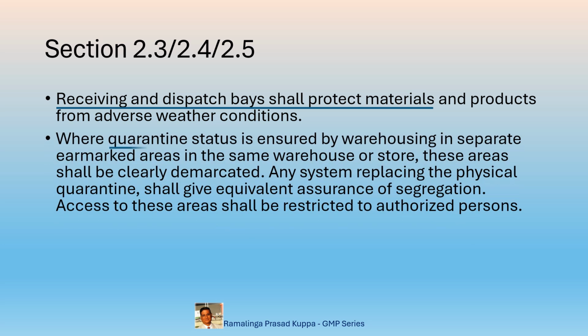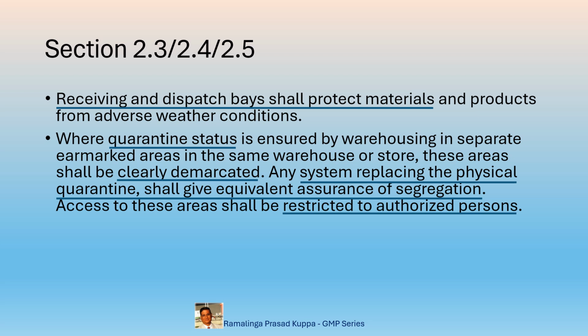where quarantine status is ensured by warehousing in separate earmarked areas in the same warehouse or store. These areas shall be clearly demarcated. Any system replacing the physical quarantine shall give equivalent assurance of segregation. Access to these areas shall be restricted to authorized persons. Subsection 2.4 should be understood well.